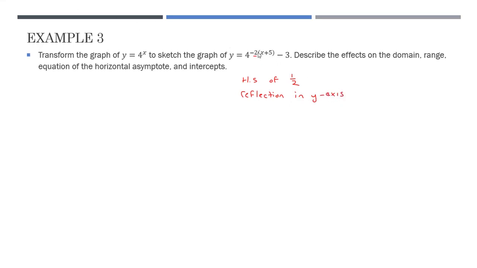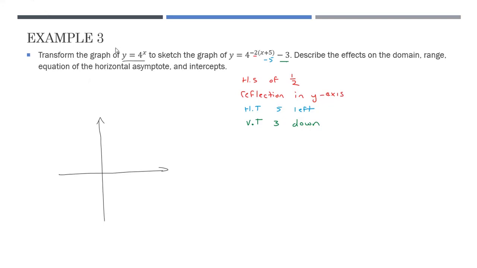Next, dealing with inside the brackets. Now we did have to look, has this 2 been factored out? Does this x have a coefficient of 1? It has. Perfect. So we'll look at this 5 then. It's going to be plus 5, which means it's a horizontal translation, 5 left. And then finally we have this minus 3, so that's going to be a vertical translation, 3 down. Now once we have that done, I would go and sketch this original graph, so our y equals 4 to the power of x.